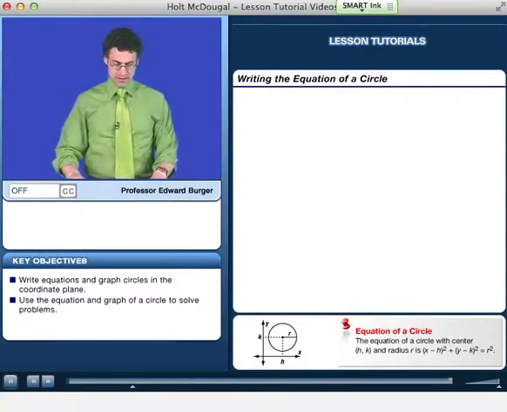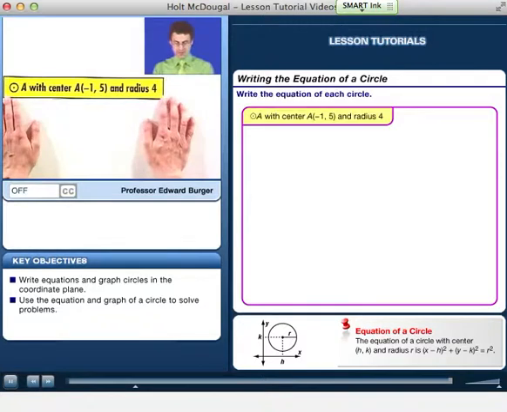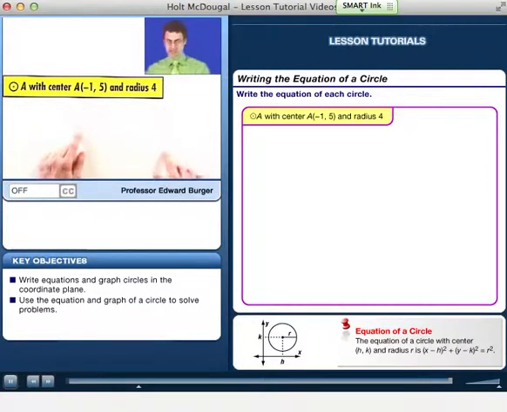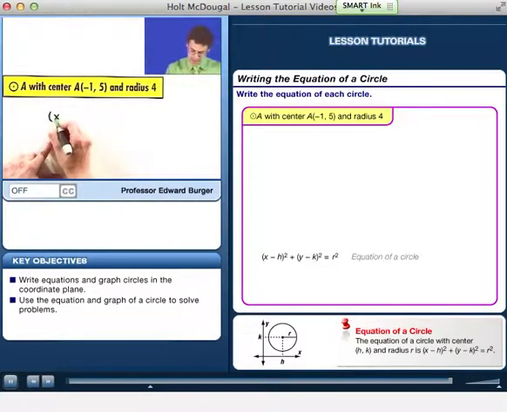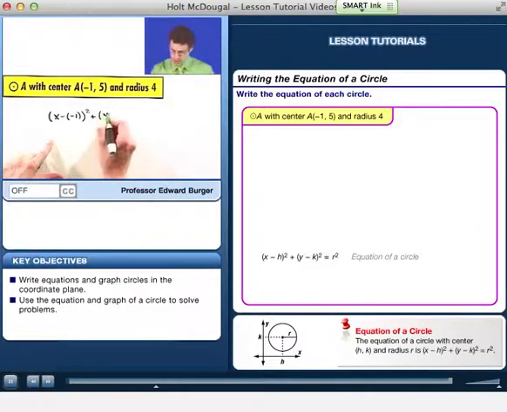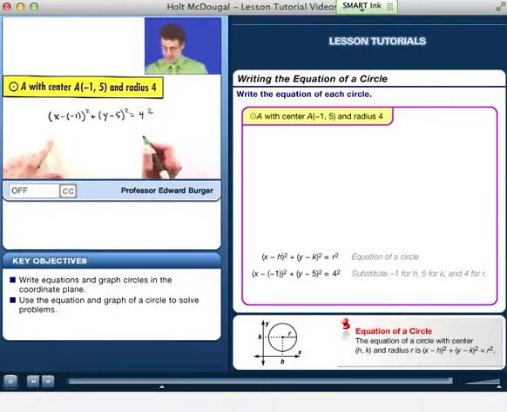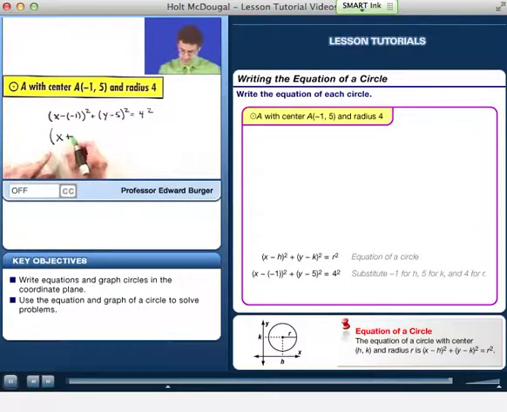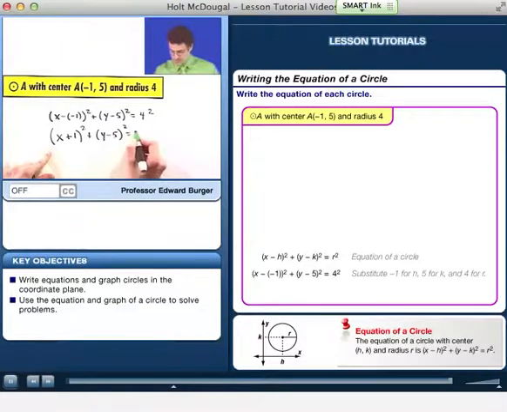Here's a question I want us to consider. Let's write the equation of the circle A that's centered at A, which is negative 1, 5, and has radius 4. Well, not too hard to do. You follow the template, and we say, okay, x minus negative 1 all squared plus y minus 5 all squared equals 4 squared. And we could simplify this a little bit because a negative times a negative is a positive. So x plus 1 squared plus y minus 5 squared equals 25.